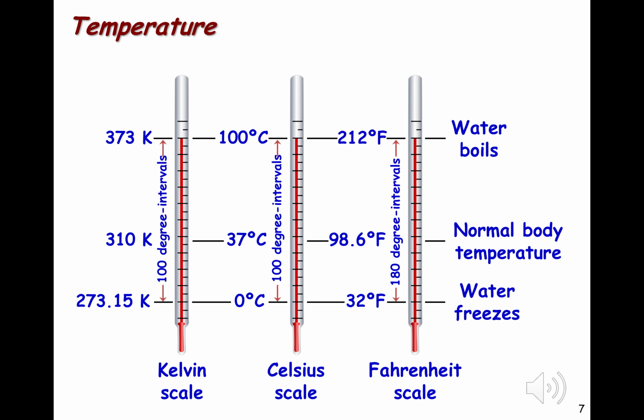You should be able to convert in between these units and have a rough estimate of what these values would correspond to. So, for example, normal body temperature is 98.6. That's approximately 40 degrees Celsius on the Celsius scale.